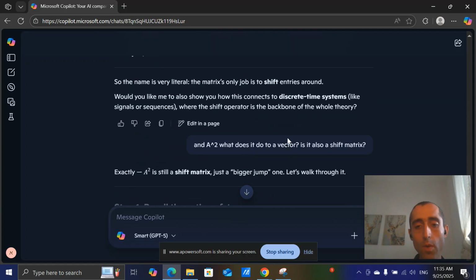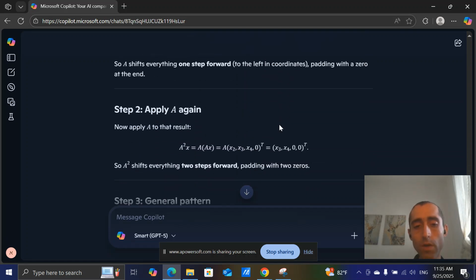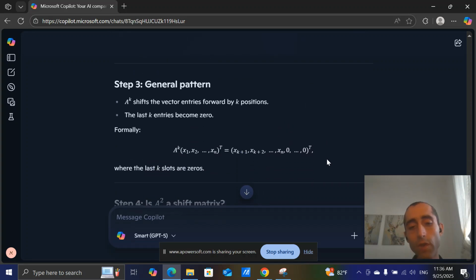Okay, so what happens if I take A to the power of 2? It's still a shift matrix, and it shifts twice. For the first shift, as we did before, we get from the vector x1, x2, x3, x4 a vector shifted one to the left with a 0 added on the right. When I apply it again, I get A squared, a shift to the left twice. So x1 and x2 vanish, zeros appear on the right side, and x3 and x4 move two slots to the left and override x1 and x2.